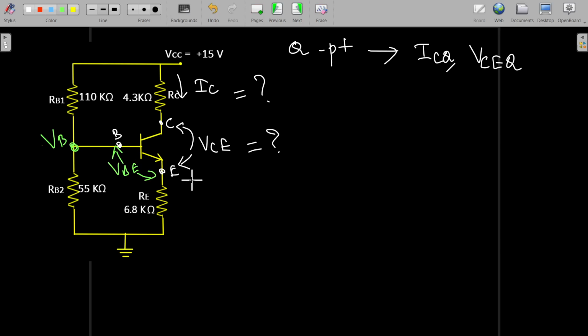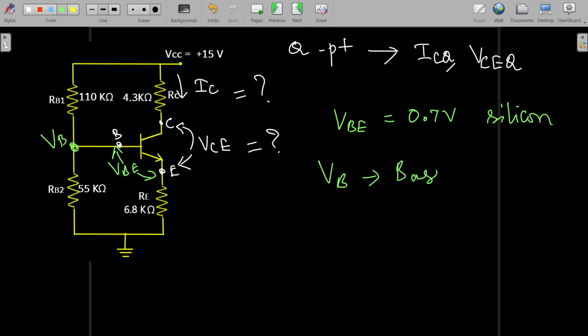Otherwise also we know that for the transistor to be in the active region and to make it on, this must be 0.7 volts for silicon. And this VB is the potential or the voltage of this base. So it is the base voltage with respect to ground, isn't it? So this is the voltage measured from this base to ground.